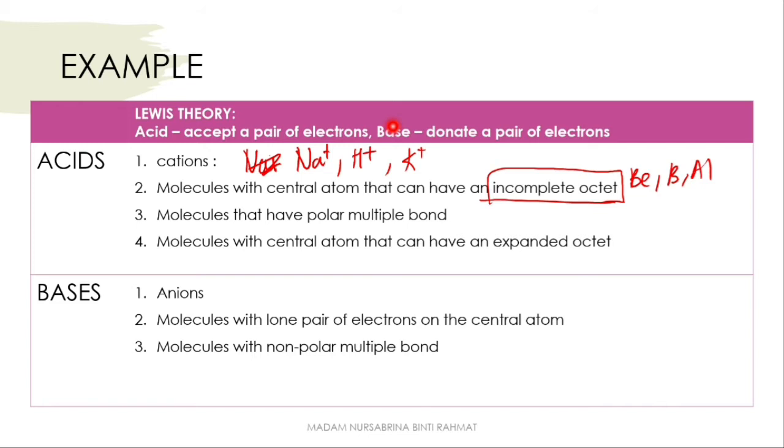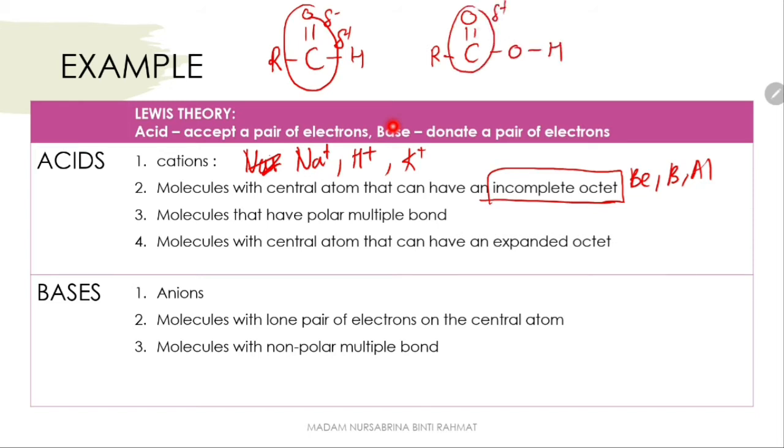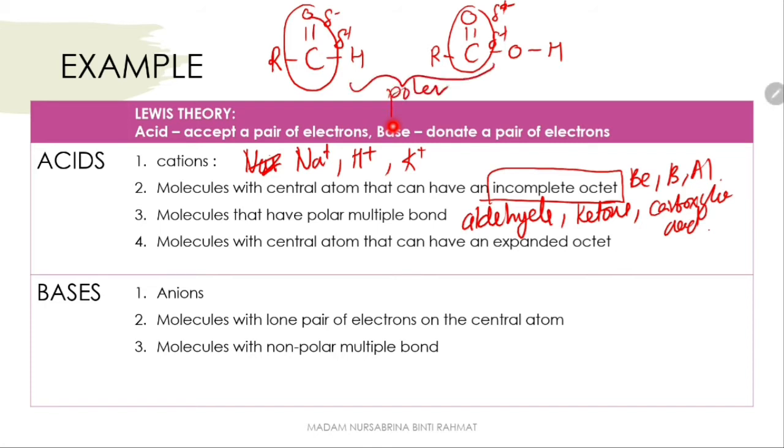As a recap of your revision for chapter 4 about polarity: if there is a different electronegativity between two different elements, it will become a polar bond. Polar multiple bonds are, for example, C double bond O. So this one is a polar bond. Another example, this one is a polar bond too. Delta negative, delta positive. Polar multiple bonds exist in aldehyde, ketone, and carboxylic acid. These are polar because they have that C double bond O.